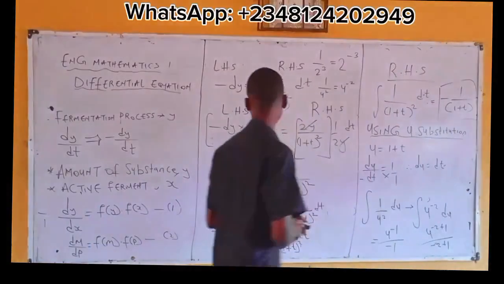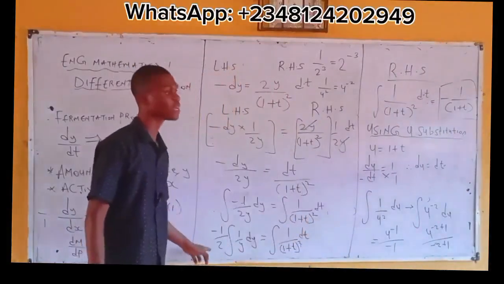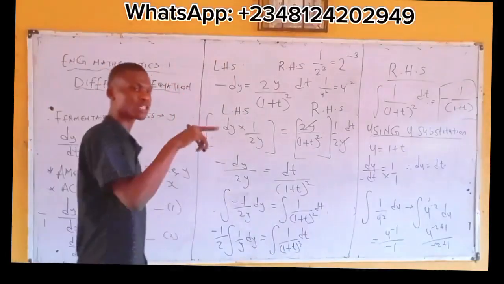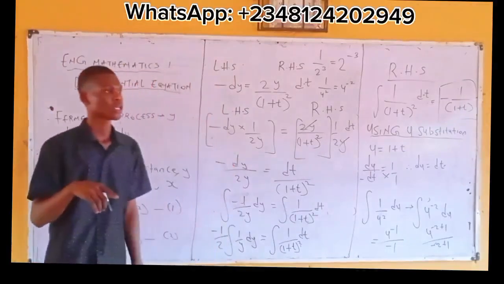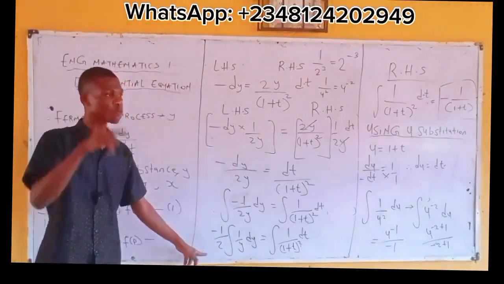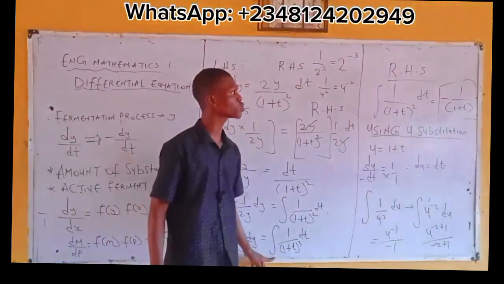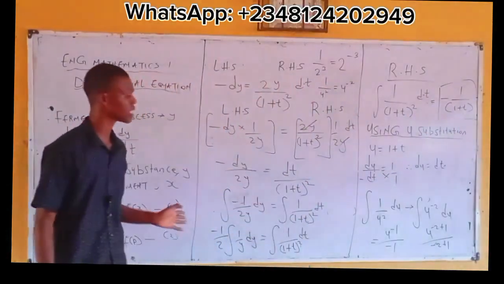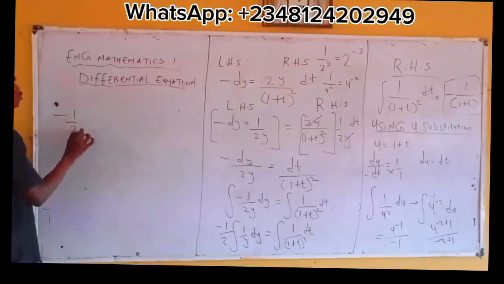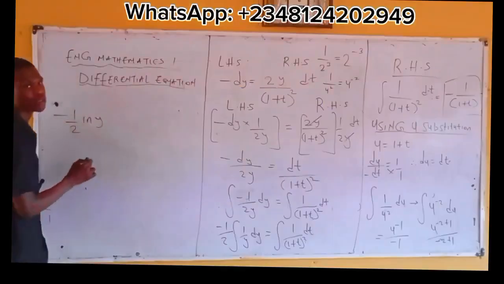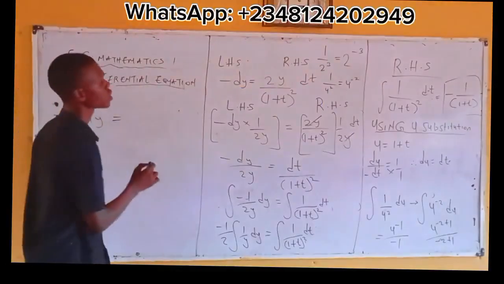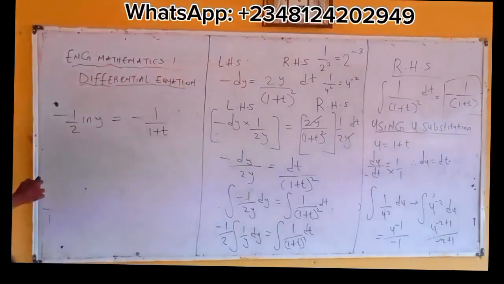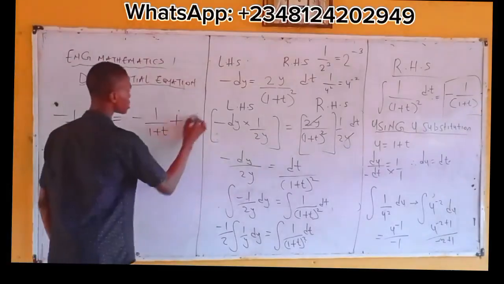Meaning that we've integrated the right hand side. Sorry, we've integrated the left hand side. When we integrate, what do we get? For the left hand side, we got negative 1 over 2 ln y. For the right hand side, we got negative 1 over 1 plus t. Meaning, equate the left hand side and the right hand side. Let's do it together, please. Negative 1 over 2 ln y is equal to minus 1 over 1 plus t, plus c.